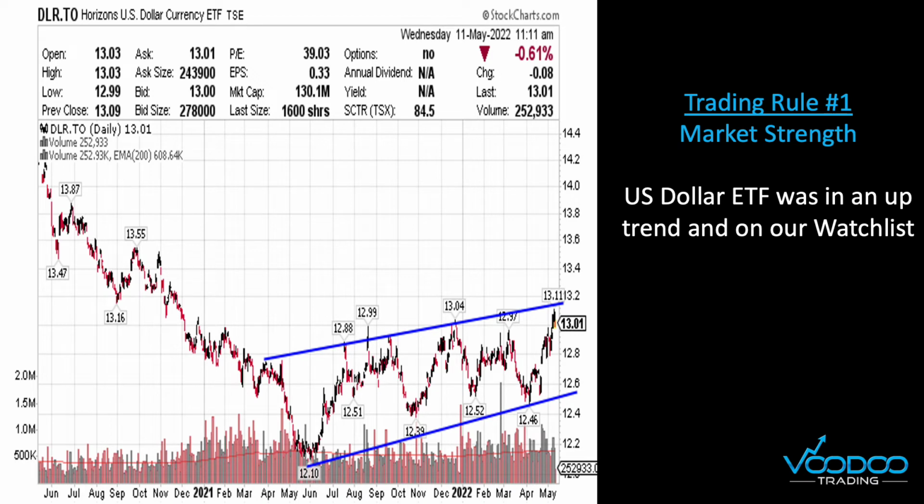In our previous YouTube video from May 10th, we described that the US dollar was one of the over 50 markets that we follow and review daily, and that it was on our watch list because it exhibited characteristics of a trending market with a number of higher highs and higher lows, as shown on this attached chart.